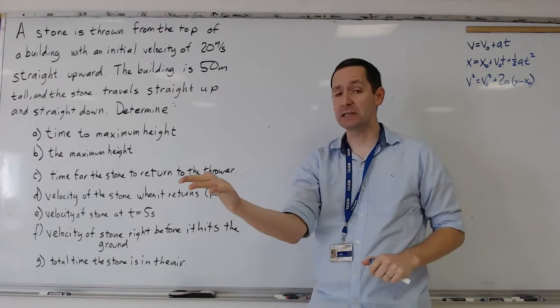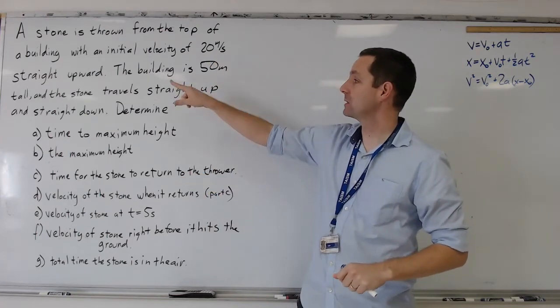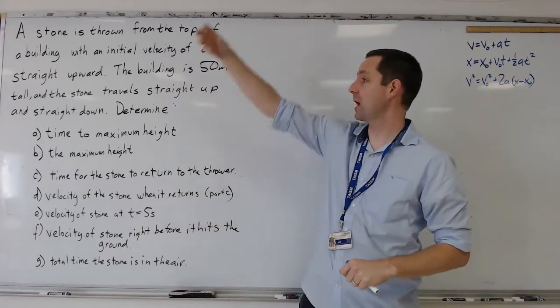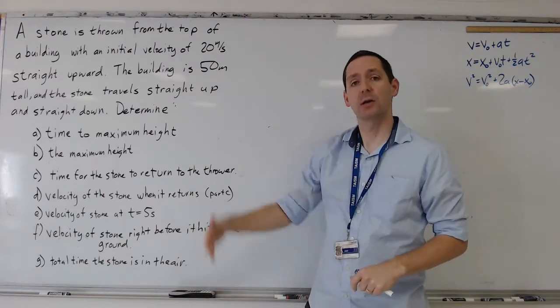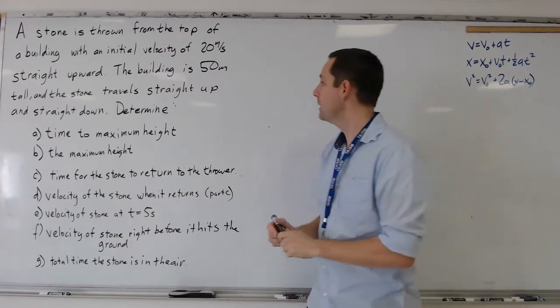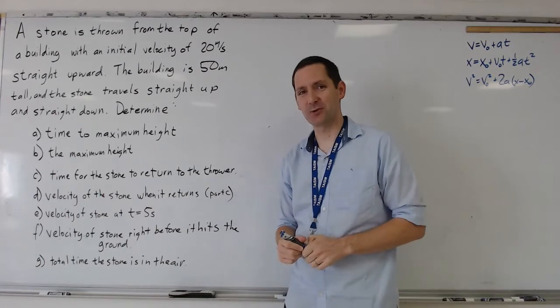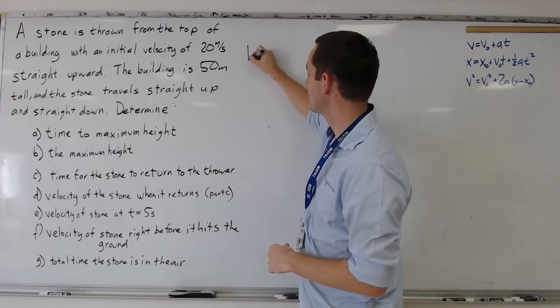As it's released, it now has a velocity of 20 meters per second. Now it's being thrown straight upwards, so it's going to go straight up, and then it will come straight back down. It'll pass the building and go all the way down to the ground. All right, now one of the best things to do in a situation like this is let's draw a picture, because the picture is going to help us as we go forward.